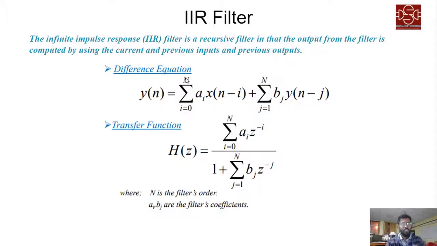The difference equation is: y[n] equals summation i equals 0 to N of a_i x[n minus i], plus summation j equals 1 to N of b_j y[n minus j]. N is the filter's order, which I have already discussed previously. Finally the transfer function is H(z), that is summation i equals 0 to N of a_i z to the power minus i, divided by 1 plus summation j equals 1 to N of b_j z to the power minus j. So that's the transfer function.